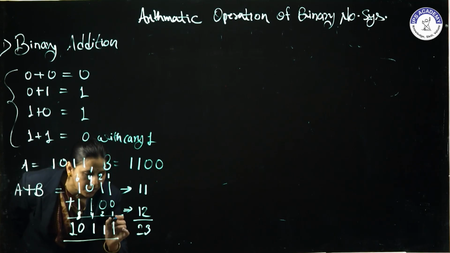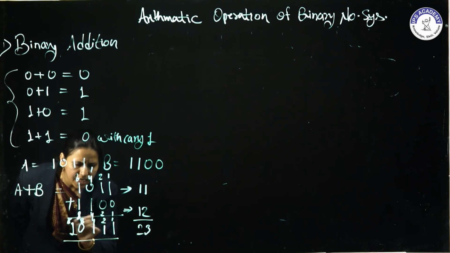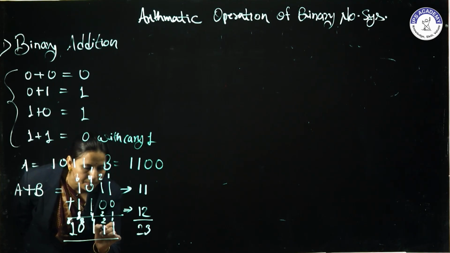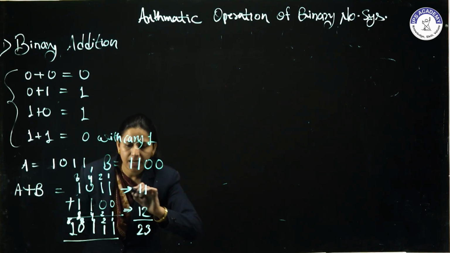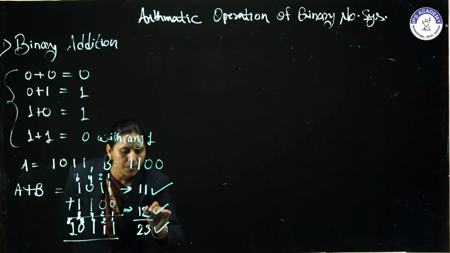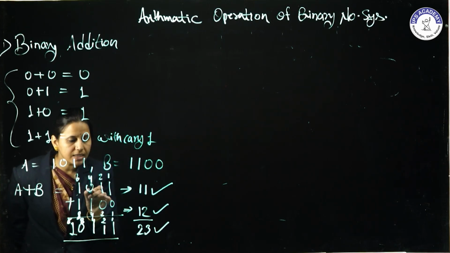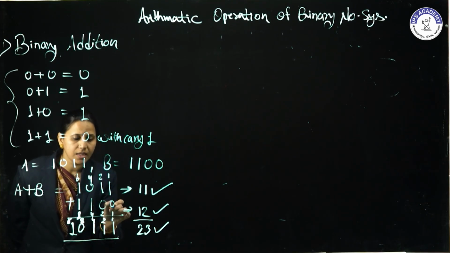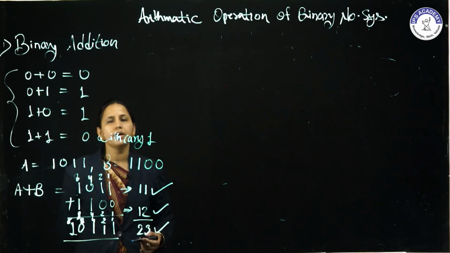Again use the concept of 1, 2, 4, 8, 16 for this. 16 plus 4, 20 plus 2, 22 plus 1, 23. So that means 11 plus 12 is 23. If 11 plus 12 is 23 in case of decimal, then 1011 plus 1100 will be 10111 in case of binary.